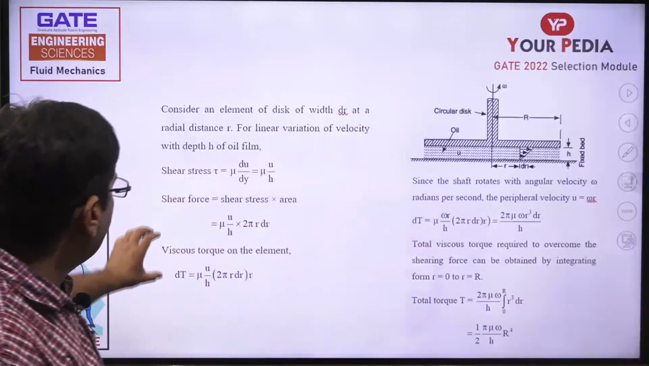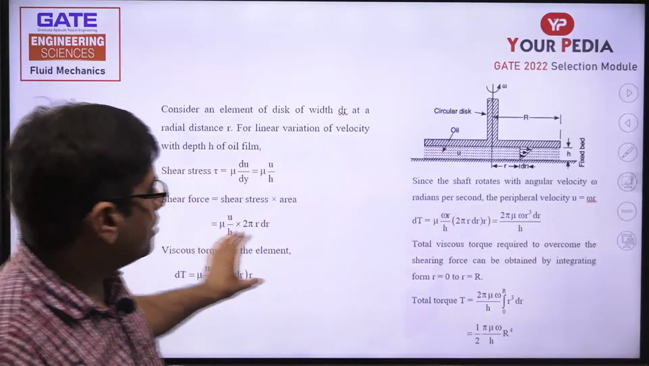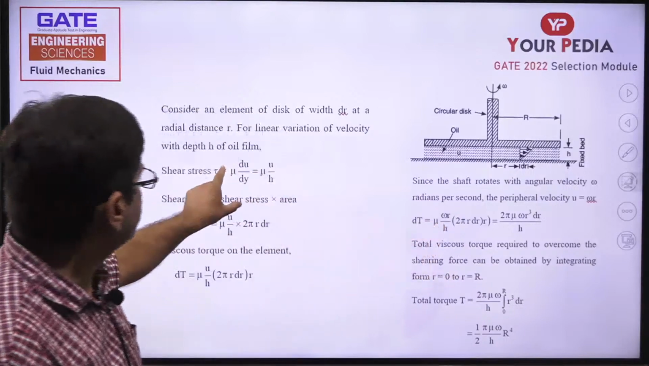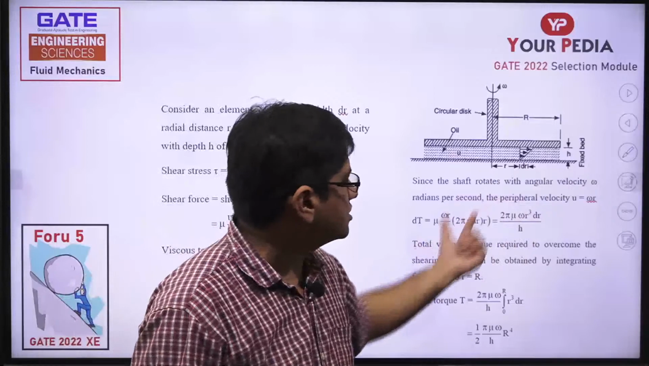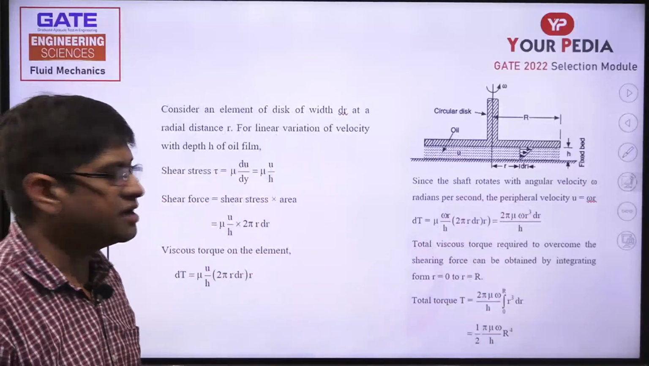So see, how much elemental torque will I get? Elemental torque is mu, and in place of u I have put r omega over h, into 2 pi r into dr. That is all I did. Now integrate it.